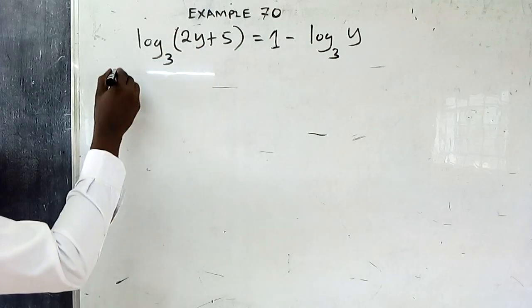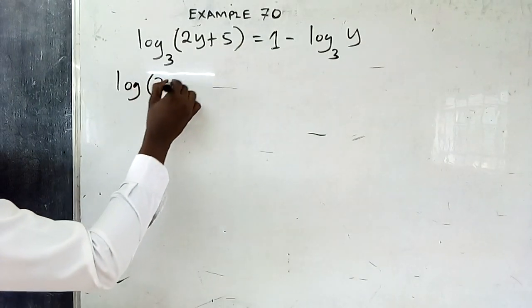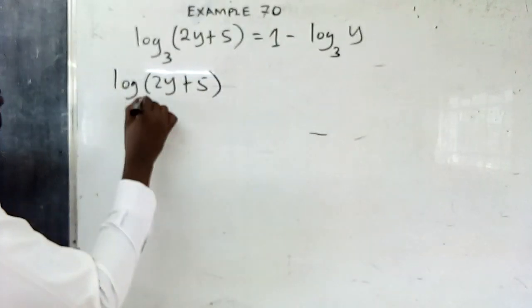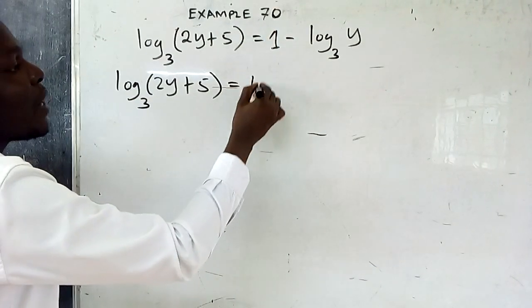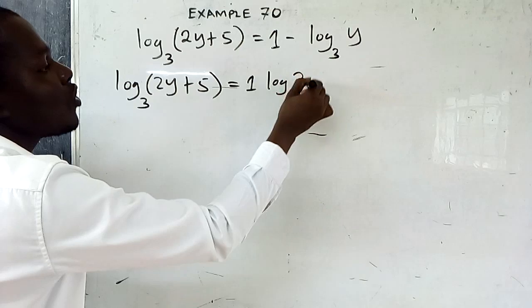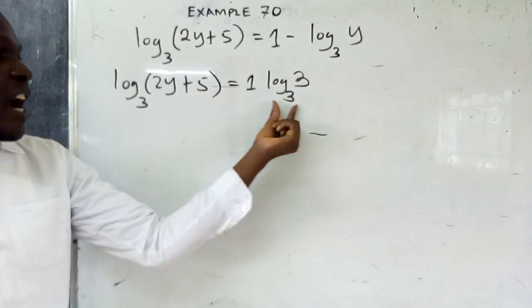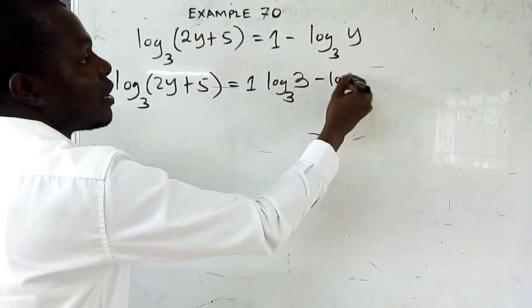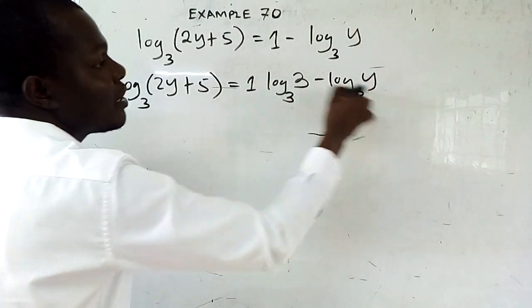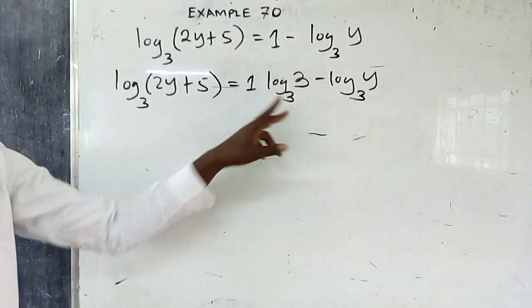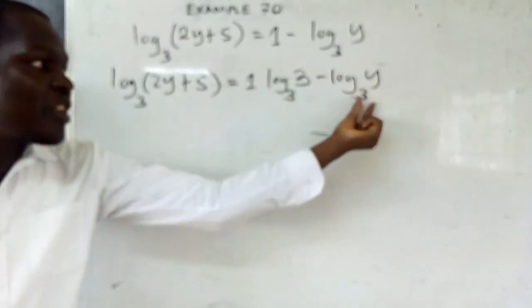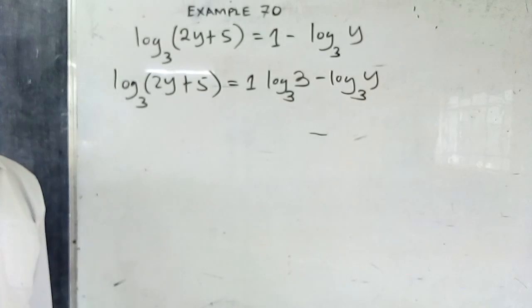So we are going to have log of 2y plus 5 to base 3 is equal to, here we have 1. We introduce log 3 to base 3, because log 3 to base 3 is 1, to ensure that we have the same base all through. Are we together? Then it is minus log y to base 3. So when we introduce log 3 to base 3, we have base 3 in each and every term. So we can now use the laws of logarithm.